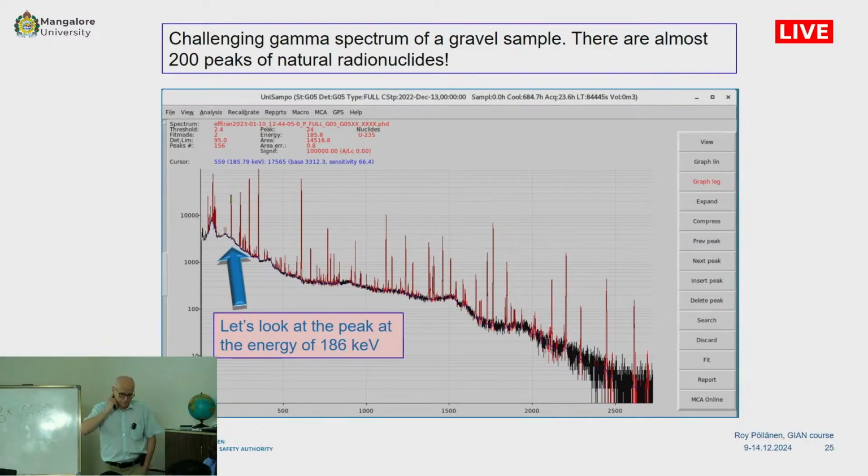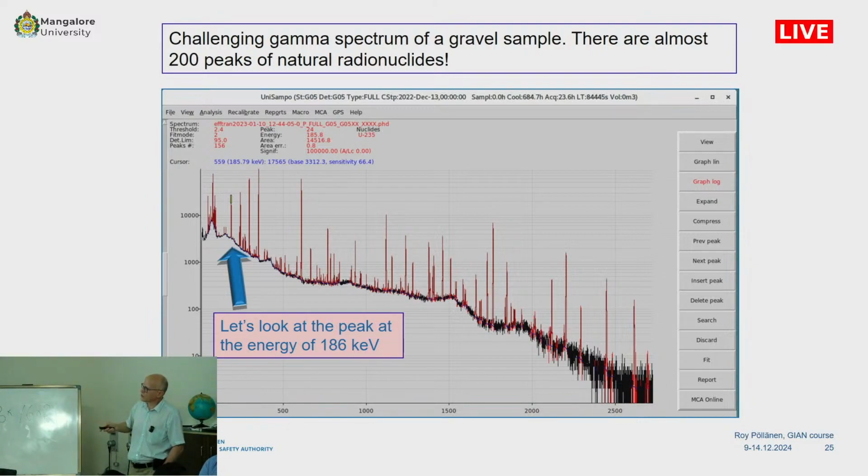All right, some samples may contain very many different radionuclides. This is an example of quite a challenging gamma spectrum. In this case, there are almost 200 peaks. I have seen some spectra that contain 400 peaks. So it's very tedious work if we want to analyze all these. But normally, we analyze only some of these nuclides.